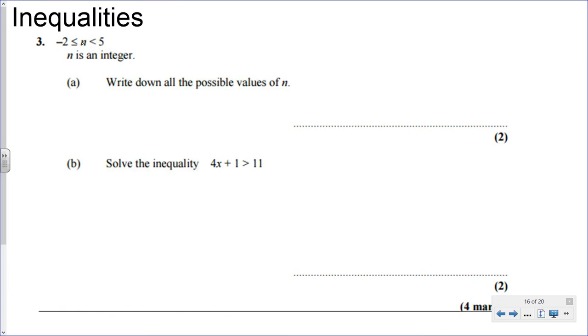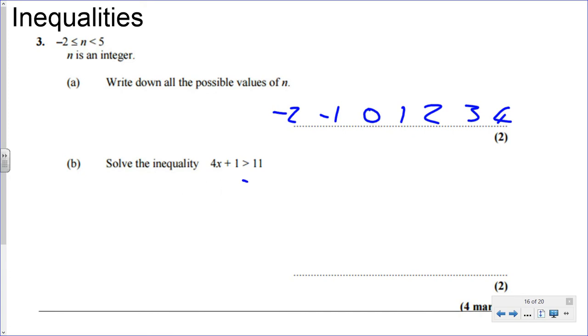Inequalities. This tells me that n is greater than or equal to minus 2. It can be minus 2 because I've got the extra line, and also n is smaller than 5. So write down all the possible values of n. So it can be minus 2, it can be -1, it can be 0, it can be 1, it can be 2, it can be 3, it can be 4, it cannot be 5 because it has to be less than 5.